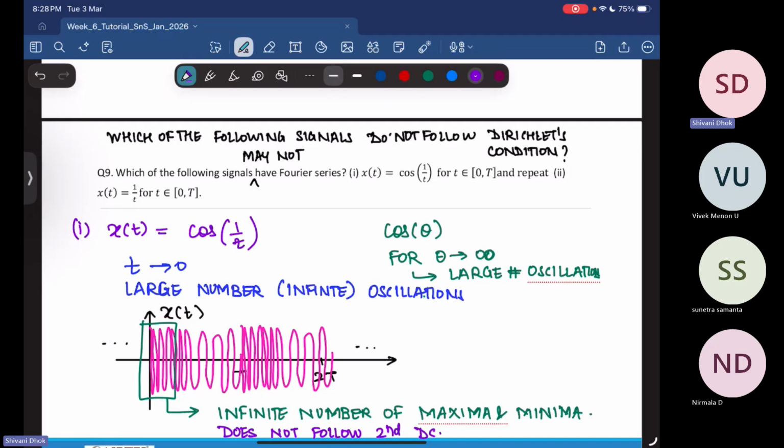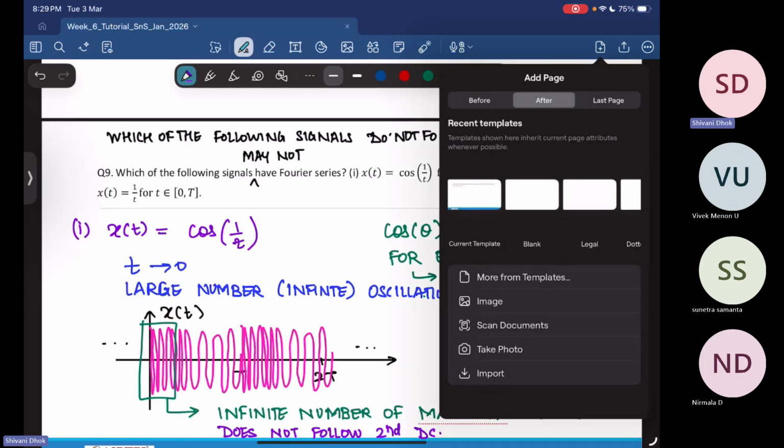Again, Dirichlet conditions are sufficient conditions. Those are not necessary conditions. So we can't say anything about this particular signal. Another thing, this particular example is a classical example for a signal that does not follow Dirichlet conditions. You will find this example in almost every signals and systems book, maybe Oppenheim or any other. The classical textbooks for signals and systems will definitely give you this example. Another signal given to us is 1 by t.